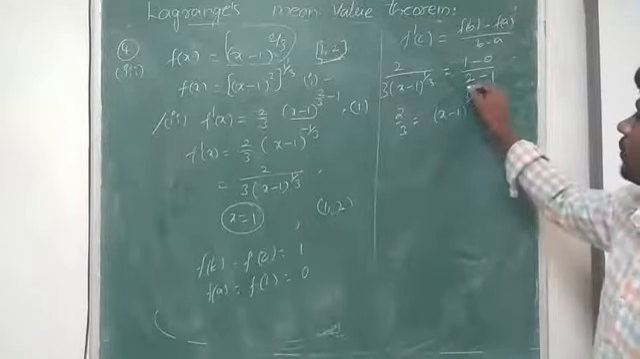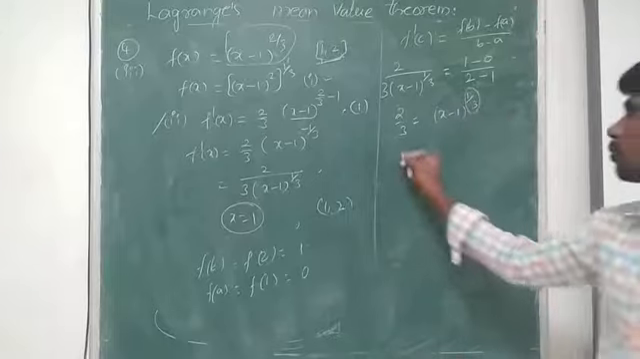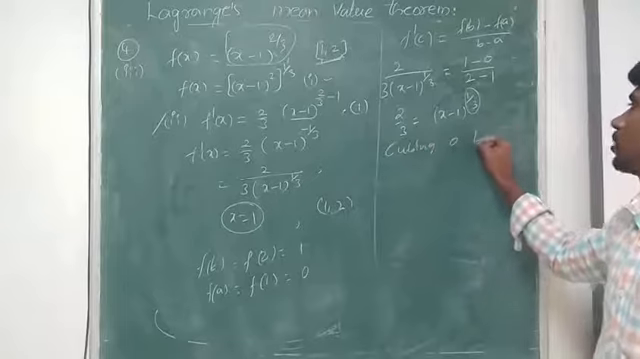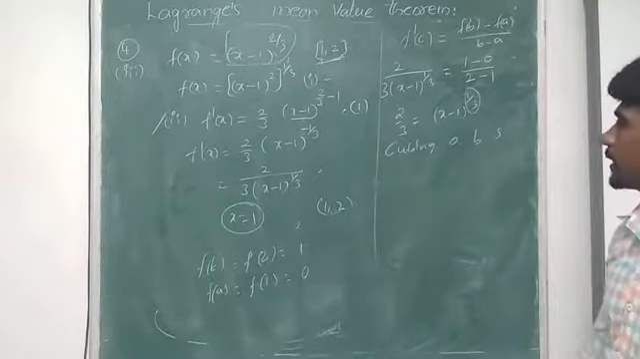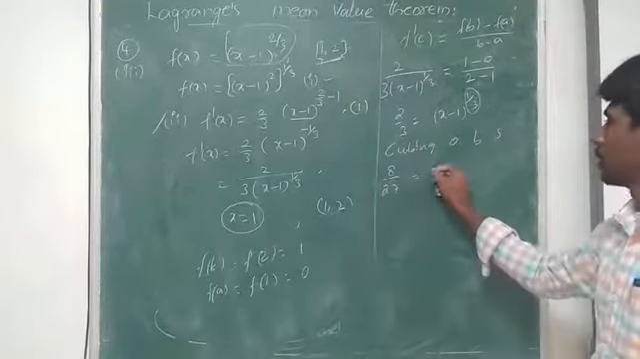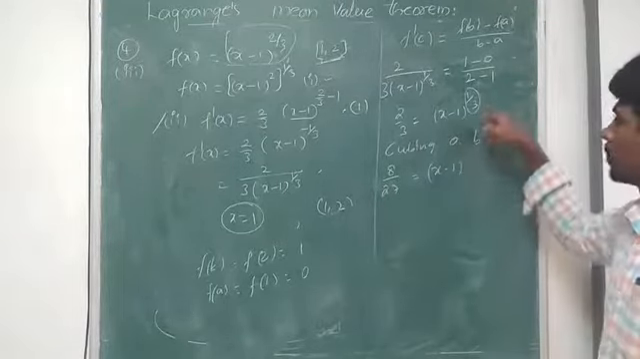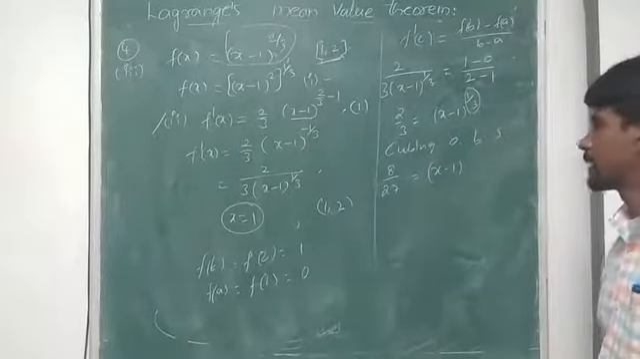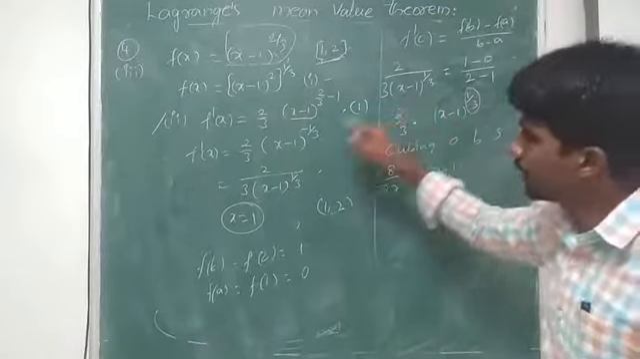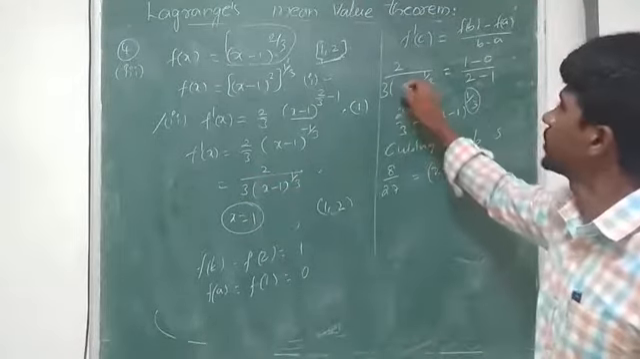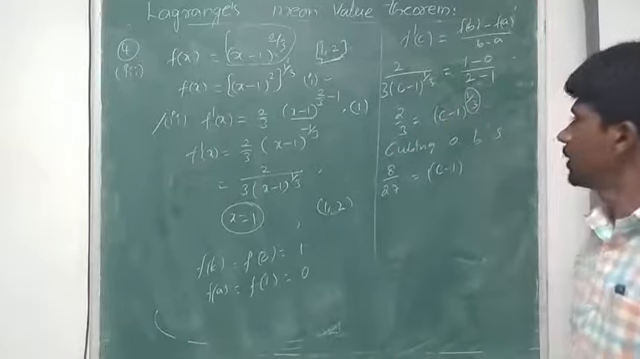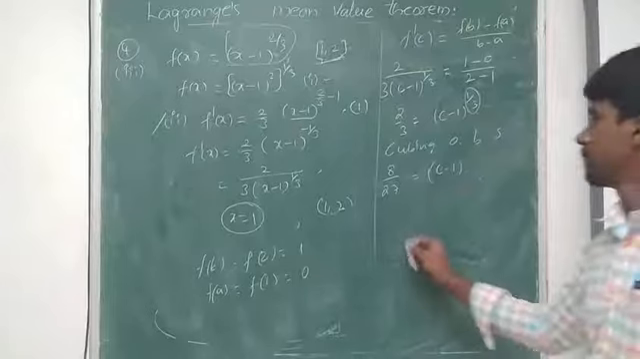So how can I remove this 1 by 3? Cubing on both sides. So we get 8 by 27 equal to x minus 1 power 1 by 3, and whole power 3 will get cancelled. Now, sorry, it's not x. Replace x by c. So this is c minus 1.